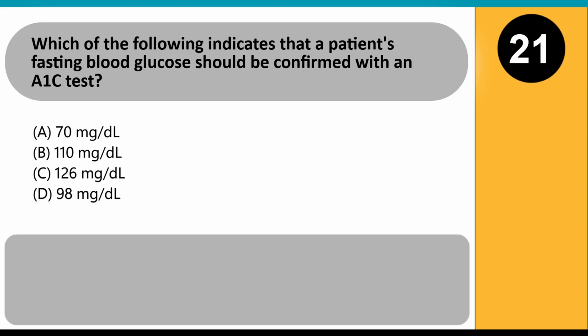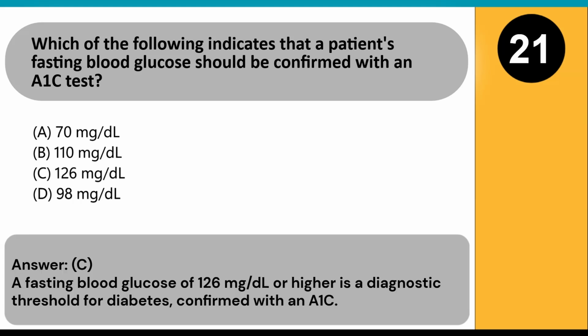Which of the following indicates that a patient's fasting blood glucose should be confirmed with an A1C test? A. 70 mg per deciliter. B. 110 mg per deciliter. C. 126 mg per deciliter. D. 98 mg per deciliter. Answer: C. A fasting blood glucose of 126 mg per deciliter or higher is a diagnostic threshold for diabetes, confirmed with an A1C.